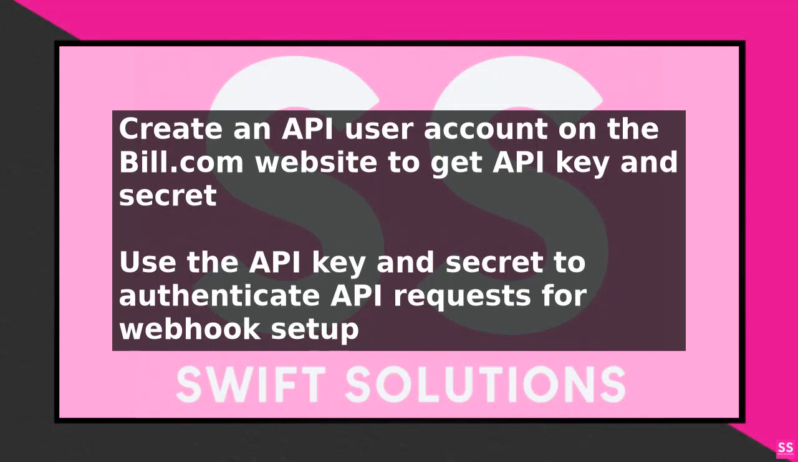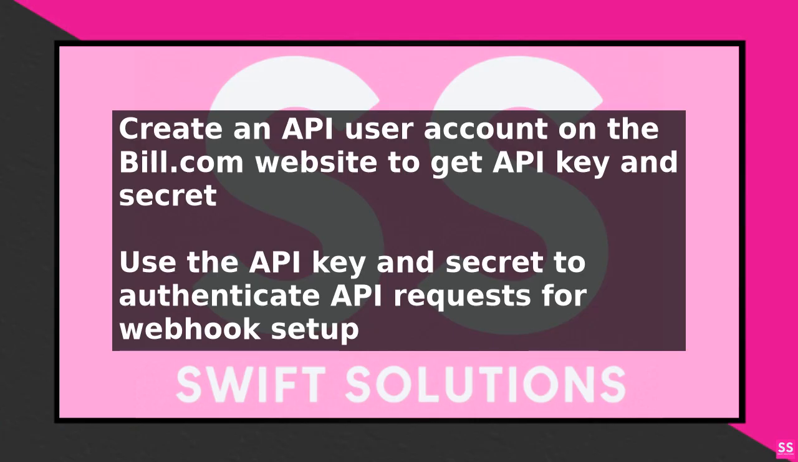To sync the Bill.com API webhook, you need to follow a series of steps. First, you must create an API user account on the Bill.com website. This will give you a unique API key and API secret that you will use to authenticate your API requests.